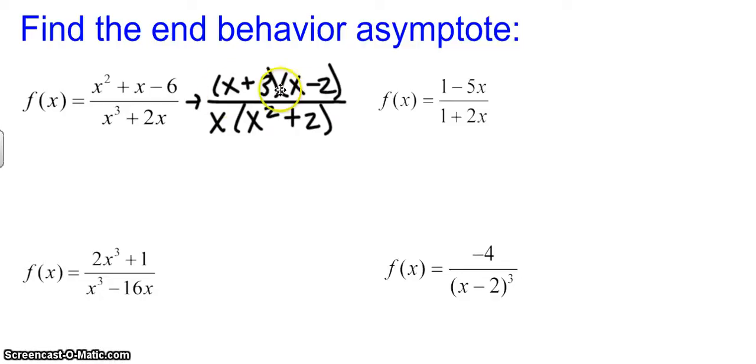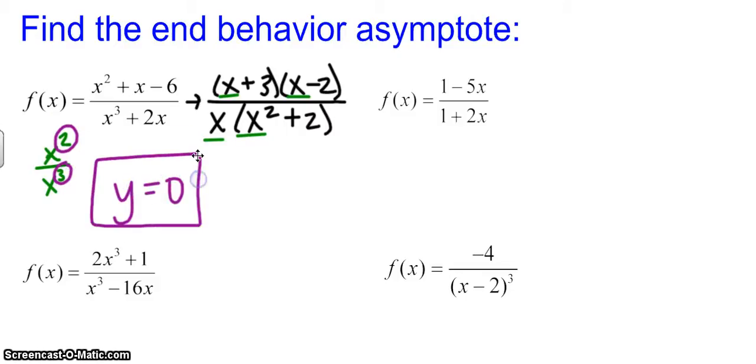But looking here, I'm going to have x squared on the top, and I'm going to have x to the third on the bottom. The numerator is less than the denominator, so the line y equals 0 is my horizontal asymptote. Okay? Horizontal asymptote, y equals 0.